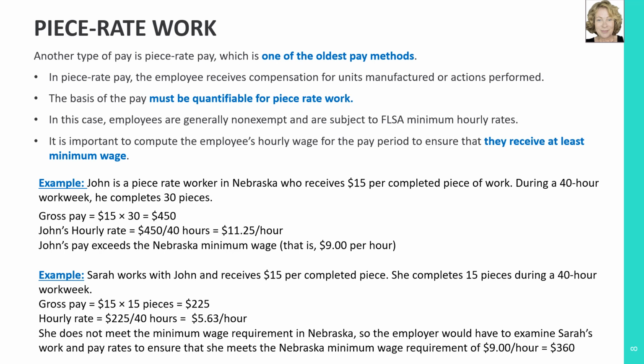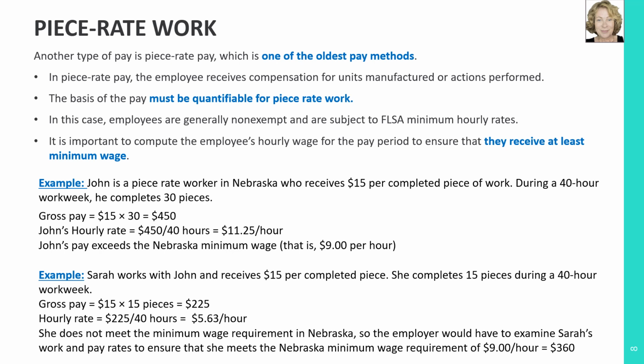In this case, the employees are generally non-exempt and are subject to FLSA minimum hourly rates. It's important to compute the employee's hourly wage for the period to ensure that they receive at least the minimum wage. So that's important. Let's look at two examples. John and Sarah both work in Nebraska and they actually work together. John is a piece rate worker who receives $15 per completed piece of work, and Sarah gets the same amount.